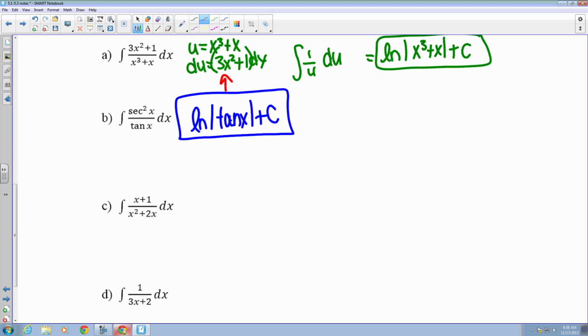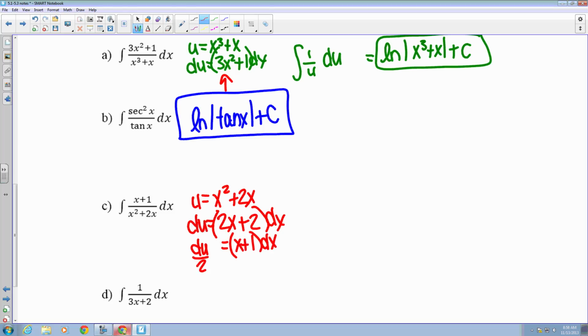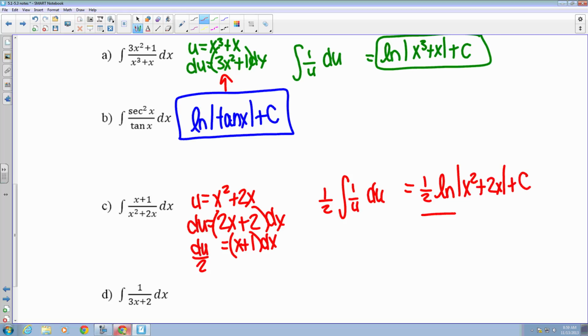So this one is not a perfect match, so I am going to go through and do all the steps. So we have 2x plus 2, which means we would have to divide du by 2 to get our x plus 1 to match. One half natural log x squared plus 2x plus c.